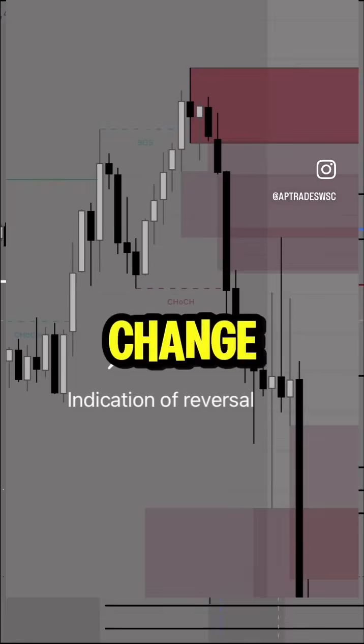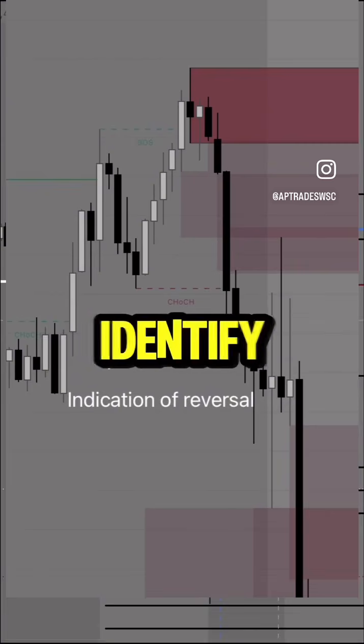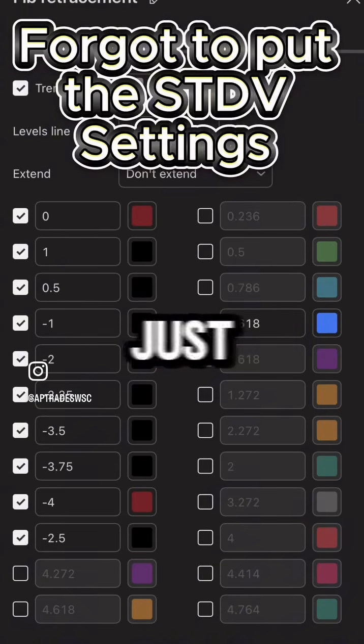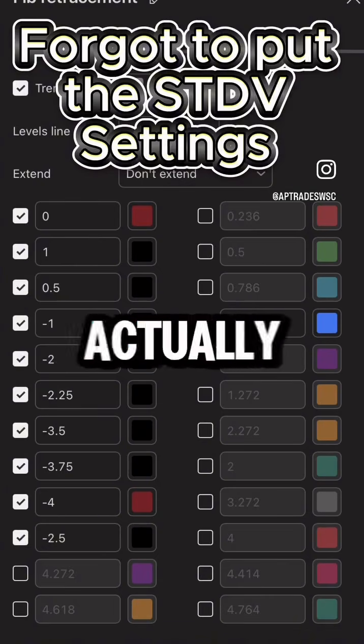CHOCH is essentially just a change in character. It's kind of just an SMC technical analysis term, and it's pretty much just to identify an early warning that a current market trend is losing its momentum and it may be time for it to reverse. So I like to pair that with my standard deviation just so we have a clear picture. The standard deviation, the fib retracement tool, these are the points that we actually want to plot to make sure that our levels are correct.